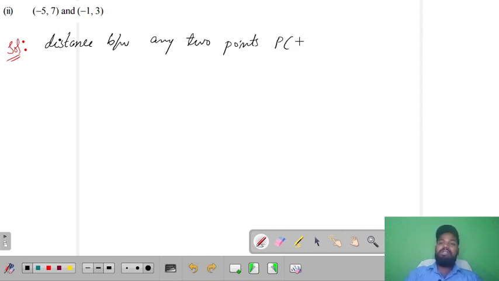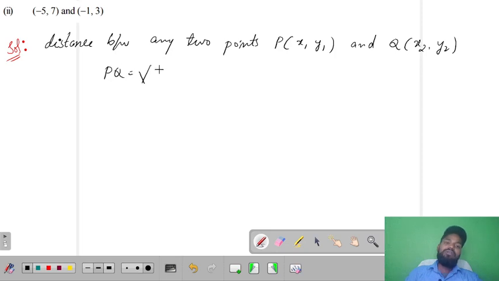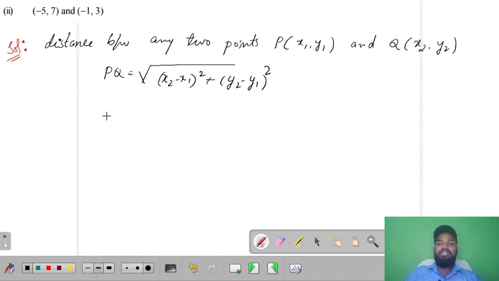P is nothing but (x1, y1) and Q is nothing but (x2, y2). So the PQ distance is the square root of (x2 minus x1) whole square plus (y2 minus y1) whole square. Are you clear? So just substitute the values. Here, what is x1 and what is x2, you already clearly know. x1 is what?